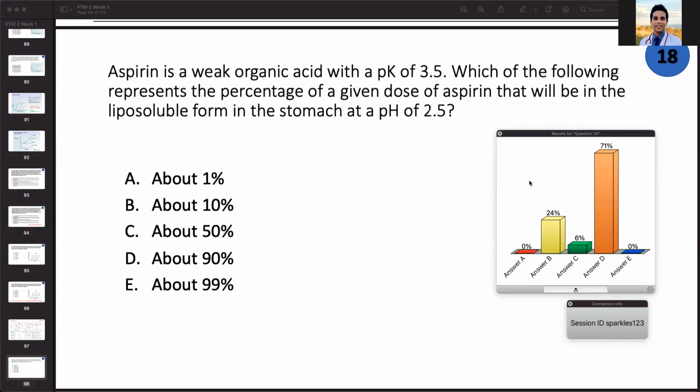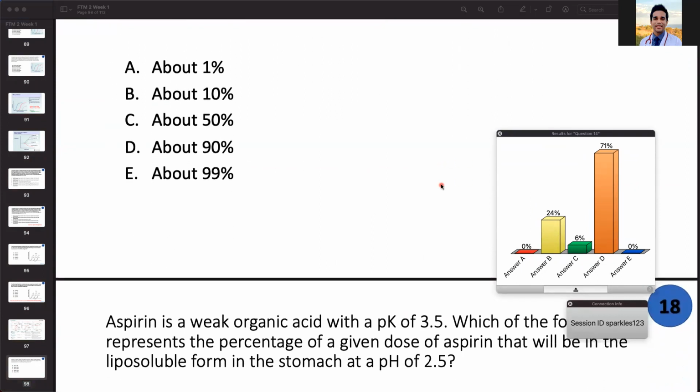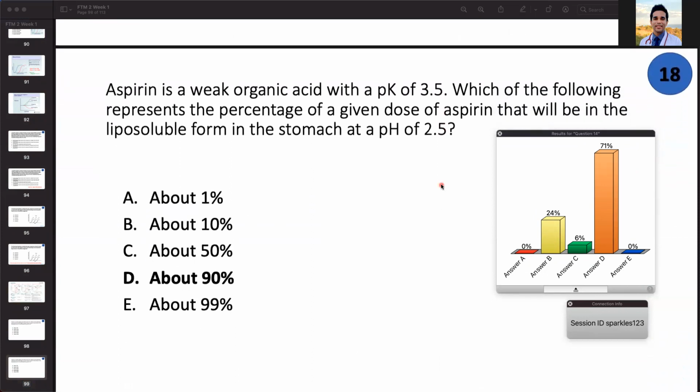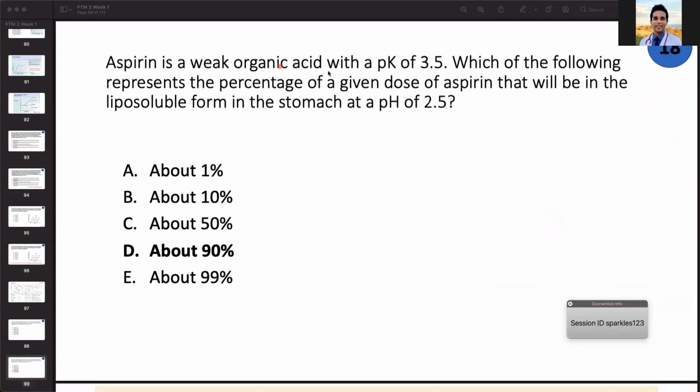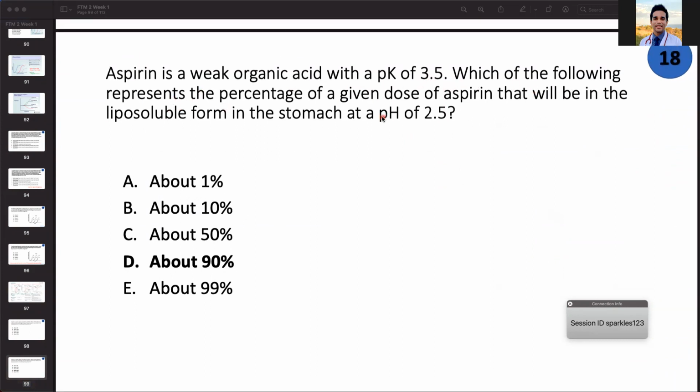We were a little split on this, but most of you are on the right track. So I will explain this one. The answer is D. Okay, let's take a quick peek at the question stem. Aspirin is a weak organic acid, pKa of 3.5. Which of the following represents the percent of the given dose of aspirin that will be in the liposoluble form in the stomach at a pH of 2.5?